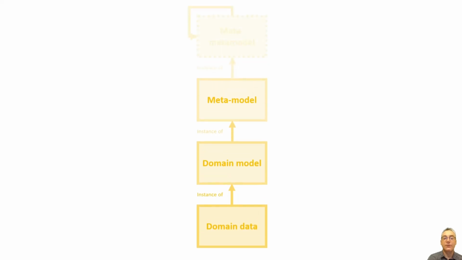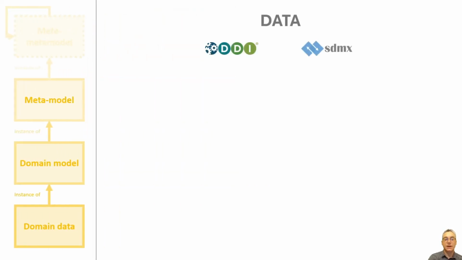Finally, there is a fourth and most abstract level where we have a meta-meta model, which provides the framework for creating meta models. At this level, the language becomes so generic that it can describe itself, but this is beyond the scope of the discussion for today. So let's explore how DDI and SDMX align with these layers, starting with the representation of statistical data.